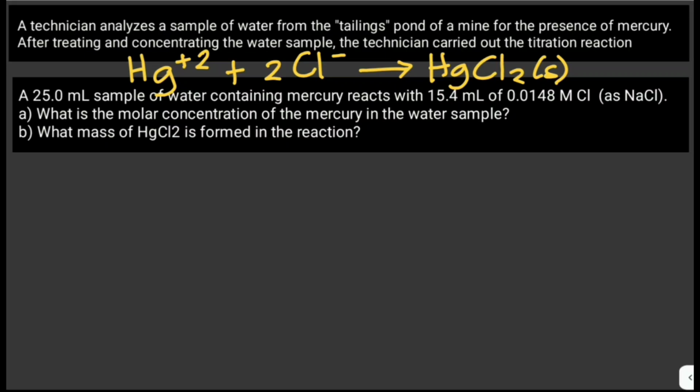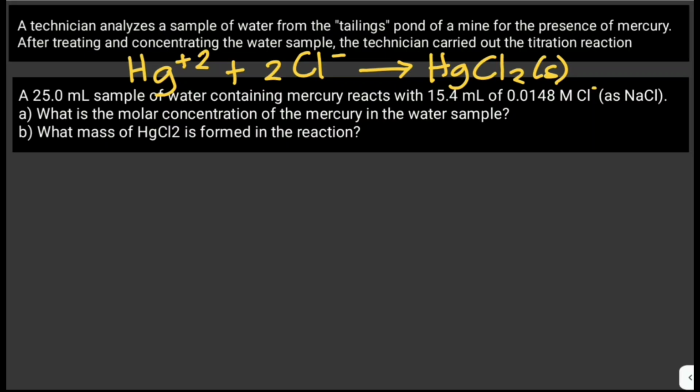So we're given here the reaction to form mercuric chloride. A 25 milliliter sample of water containing mercury reacts with 15.4 milliliters of 0.0148 molar chloride. This is chloride, as sodium chloride. What is the molar concentration of the mercury in the sample, and what mass of mercuric chloride is formed in the reaction?